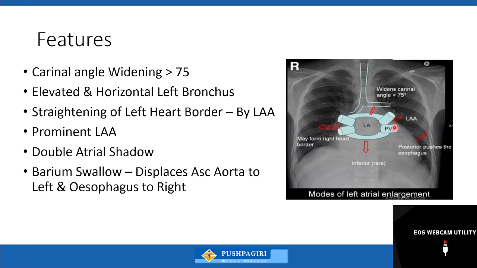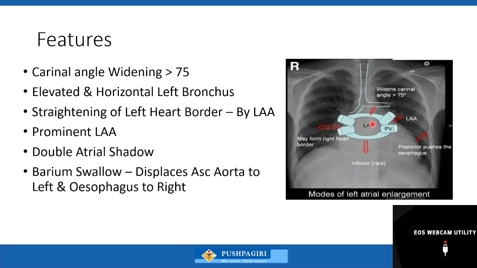Even after straightening, it may come out of the left heart border. Then after that only, we see the left atrial double atrial shadow that is seen on the right side. So we can see a double atrial shadow on the right side. And the other thing is, we can see in a barium swallow, because this LA enlargement is more posteriorly, it can compress the esophagus which is behind, and it will display that ascending aorta to the left and esophagus to the right.